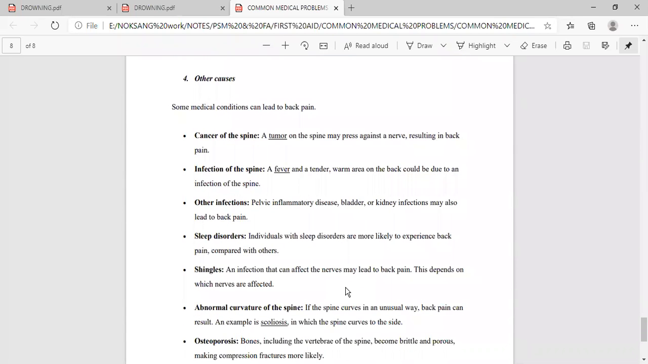Other causes. Just write down the first line: cancer of spine, infection of spine, other infections. You have to mention this. Pelvic inflammatory disease, also known as PID. It is mainly for females, not for males. This disease is related to females, not for males.